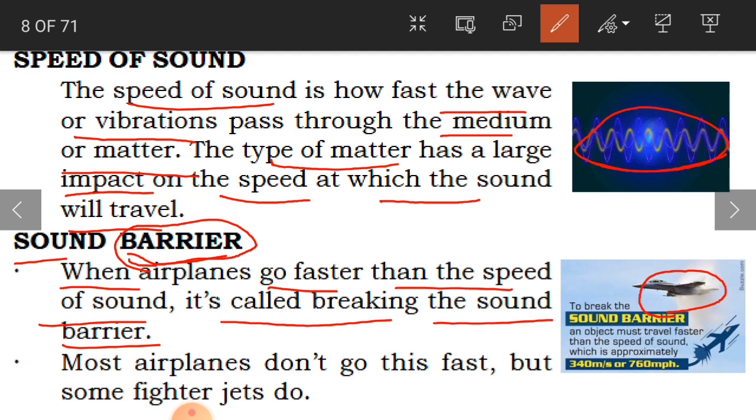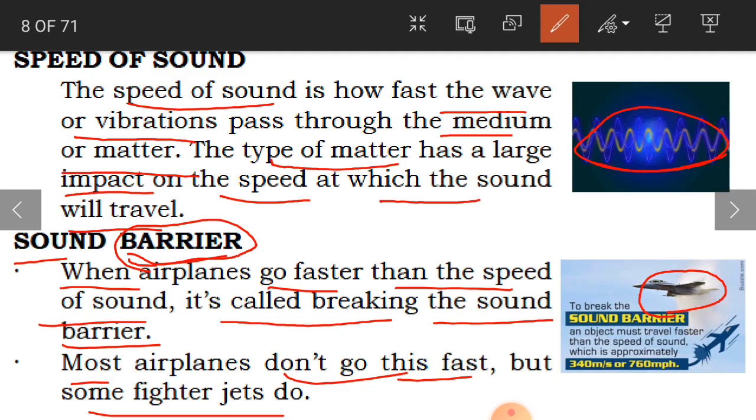So they have one particular speed limit to travel. If you exceed that speed limit of sound, then we call it breaking the sound barrier. Most aeroplanes don't go that fast, so they do not break the sound barrier. But some fighter jets do break the sound barrier.